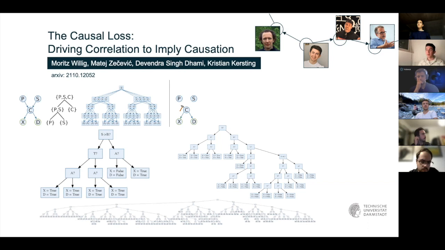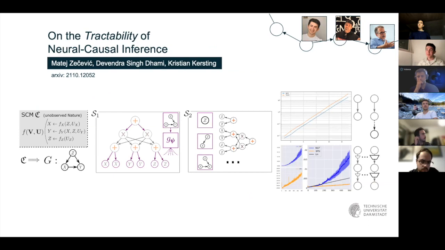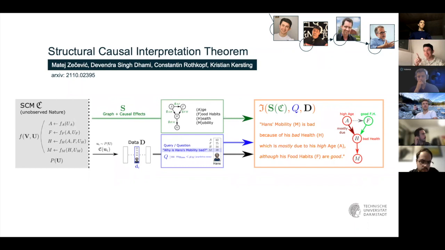And yeah, talking about tractability, there's also this work now on neural causal inference in general. What does it take to make it work in the real world and not scale exponentially, such that it's not usable? And finally, this is the dearest to me. This one is also now under review.